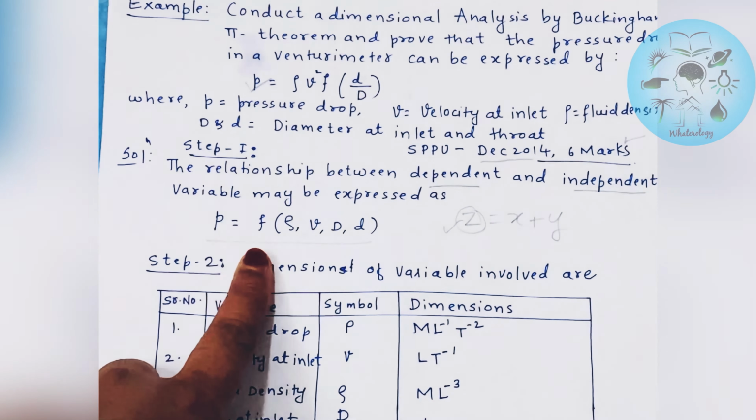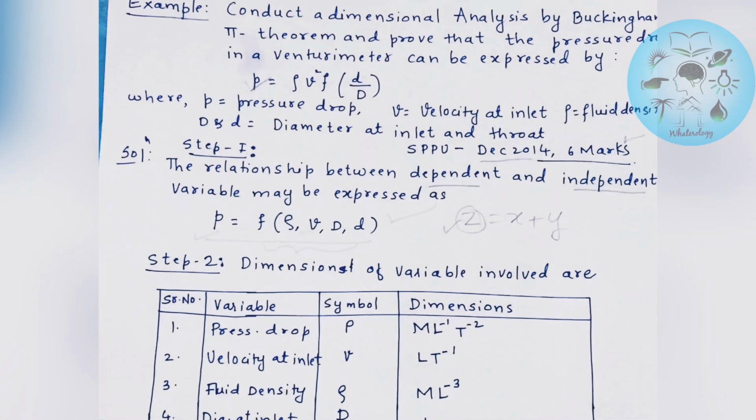Now step number 2 is to find the dimensions of the variables involved. We basically have 5 variables: 1 dependent variable and 4 independent variables. So in the next step, step number 2, we will find the dimensions of each variable.